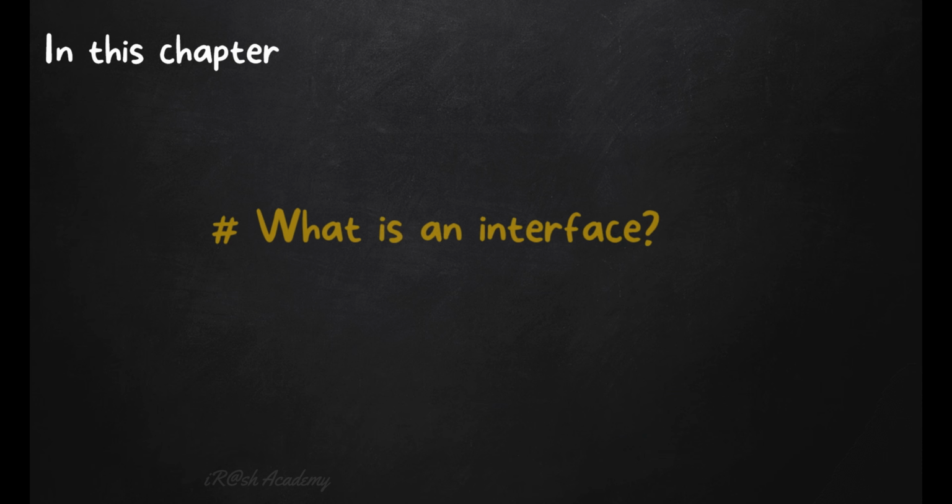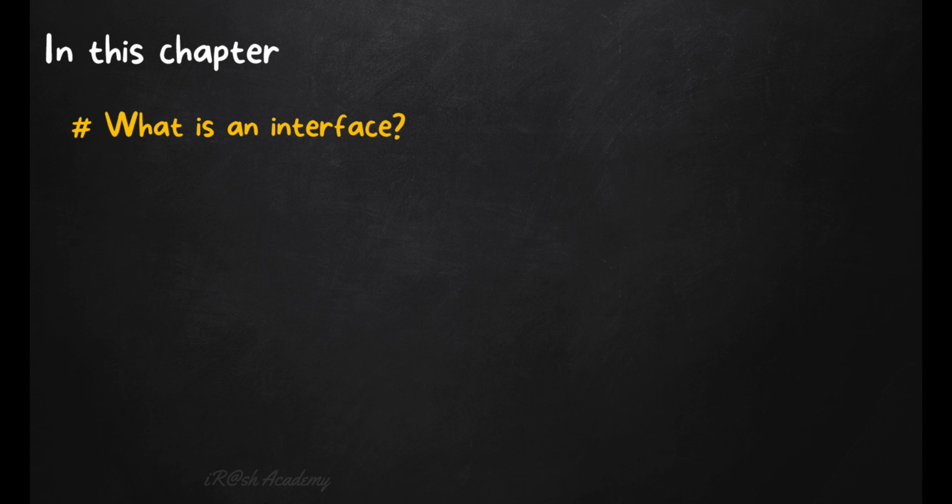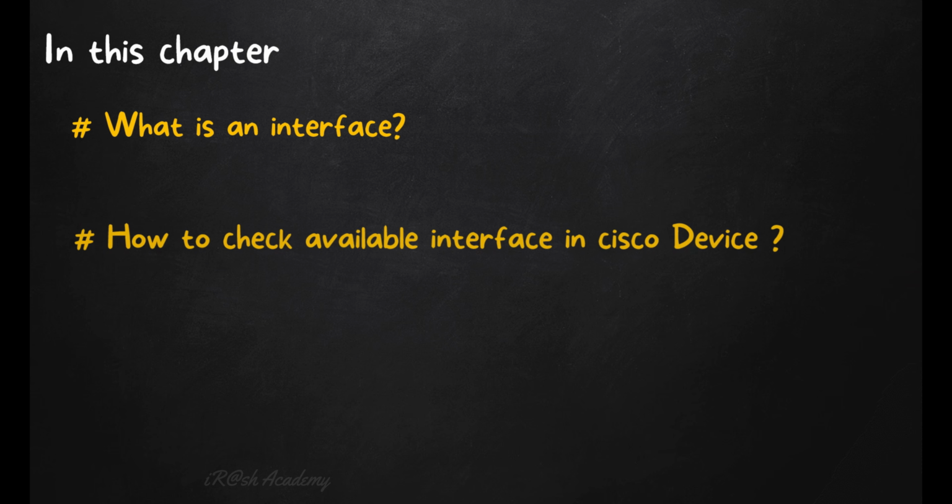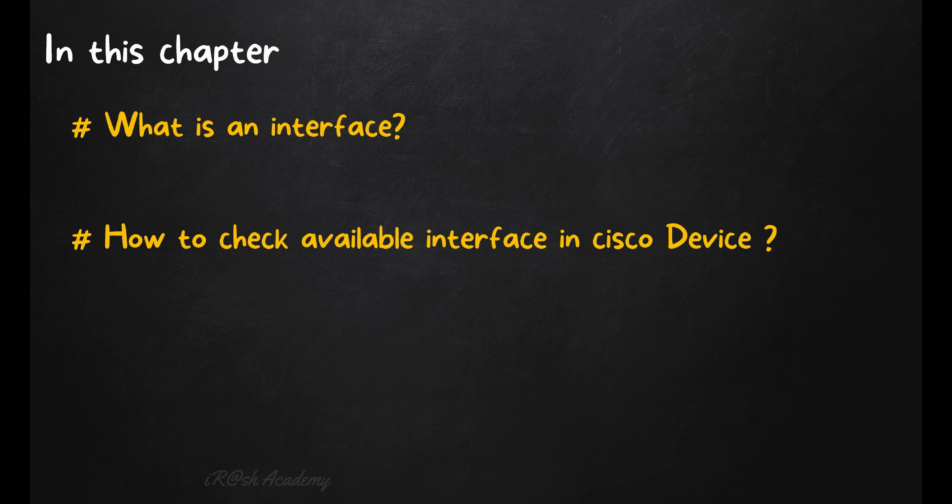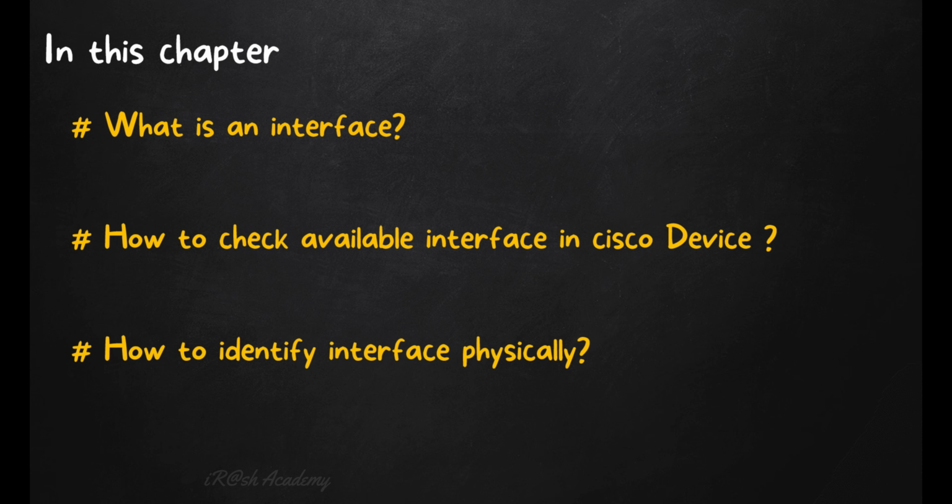In this chapter, I have explained to you what an interface is. I have shown you how to check the available interfaces in a Cisco device. And I have shown you how to identify the interface physically in a Cisco device.